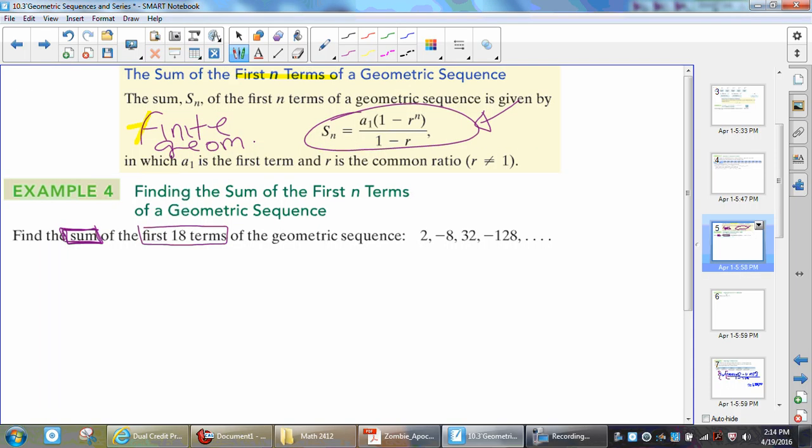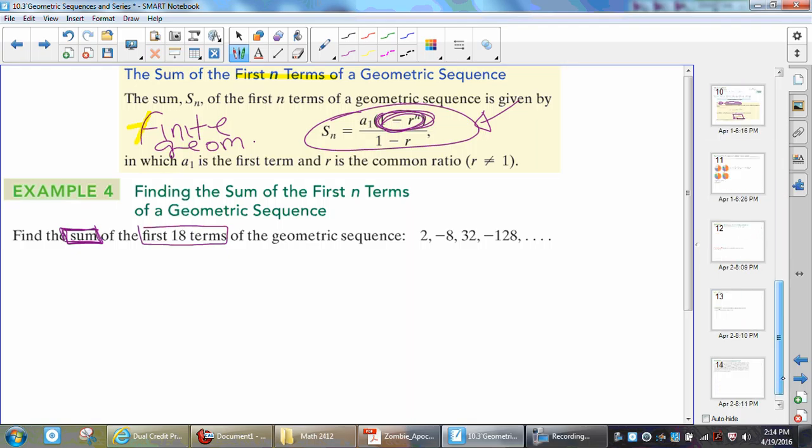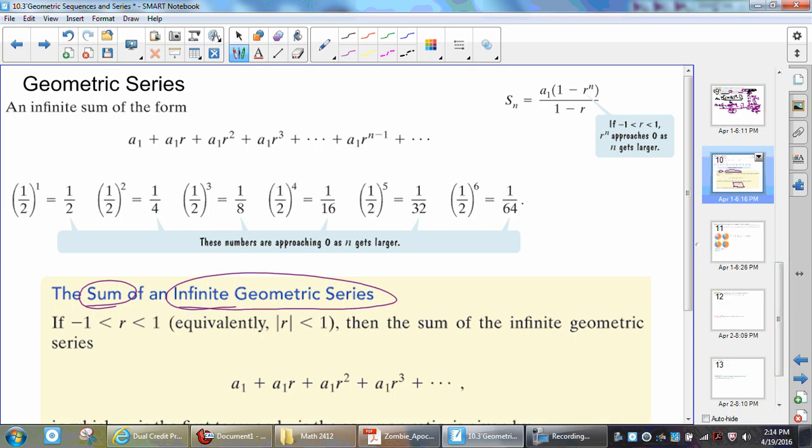What's the difference? This one doesn't have the 1 minus r to the power of n. There's no 1 minus r to the power of n. All this, right? That is gone when it's infinite. Because that's the limiting factor.